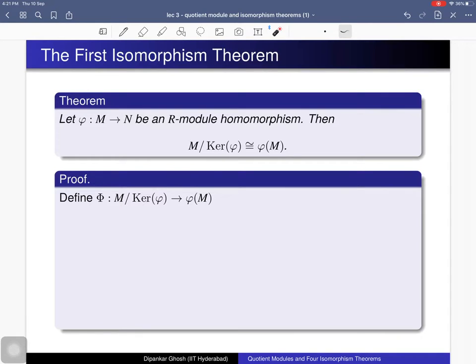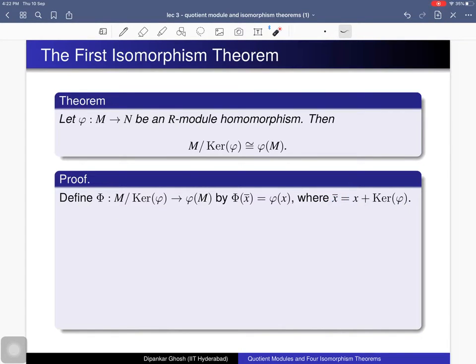So we directly define a map from this quotient module to phi of M. I should note that phi of M is a submodule of N, and kernel phi is a submodule of M, and if you go modulo that submodule, then this is the quotient module. So both are R modules, and we are defining a map from this R module to phi of M as follows. You define phi bar of x bar, so any element of this quotient module looks like this, it is the equivalence class of x, so we just denote it in this way.